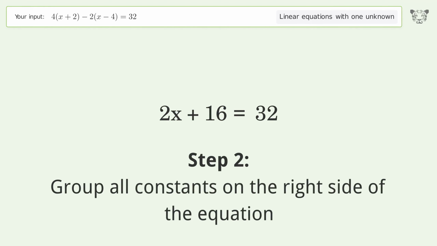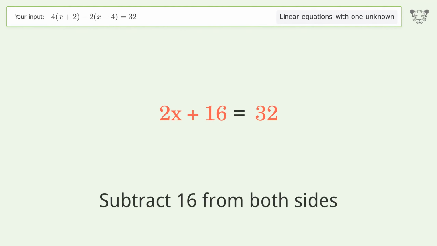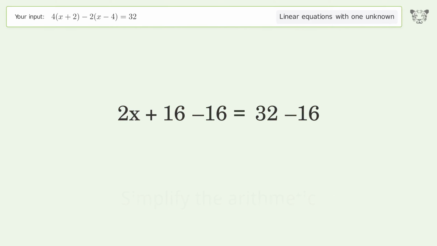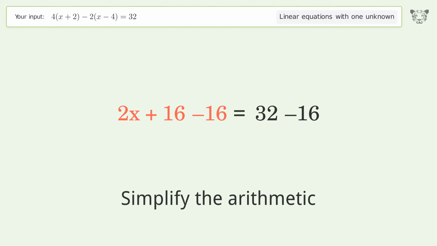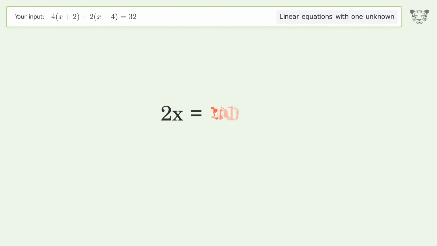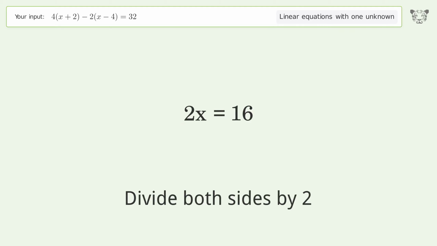Group all constants on the right side of the equation. Subtract 16 from both sides. Simplify the arithmetic. Isolate the x. Divide both sides by 2.